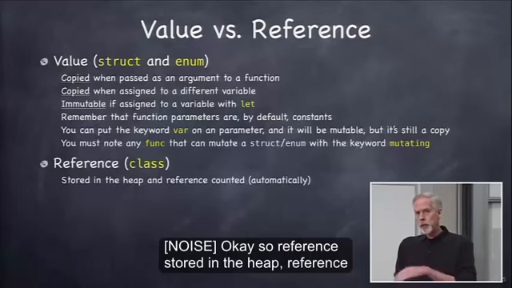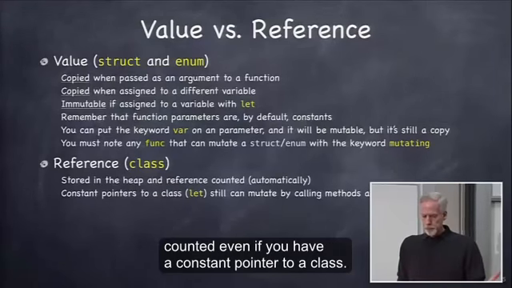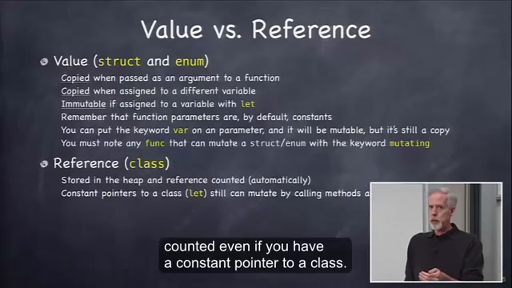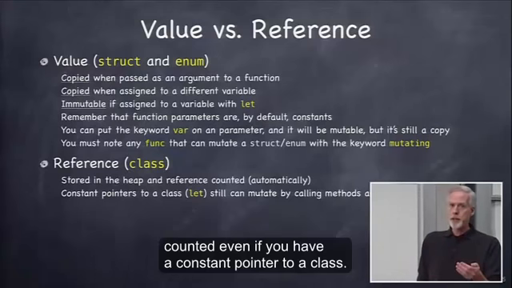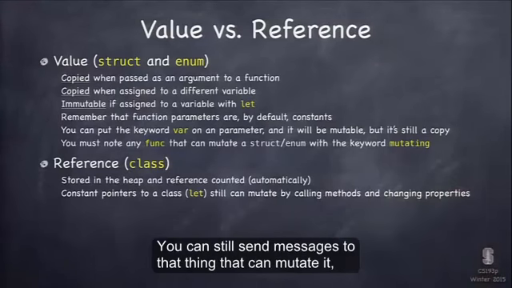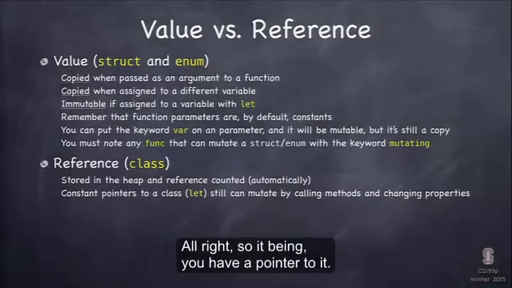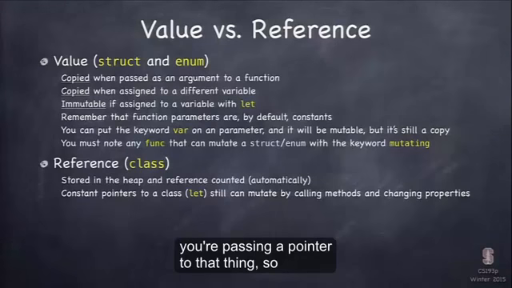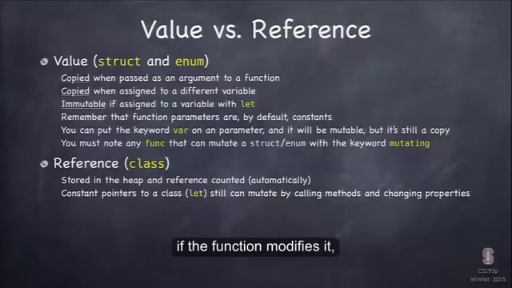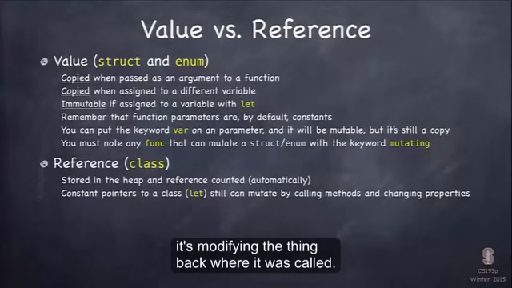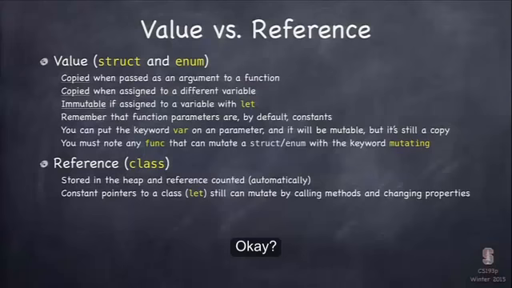So reference types are stored in the heap, reference counted. Even if you have a constant pointer to a class, let something equals the class, you can still send messages to that thing that can mutate it because it's in the heap. So you have a pointer to it. And when you pass it to a function, you're passing a pointer to that thing. So if the function modifies it, it's modifying the thing back where it was called.